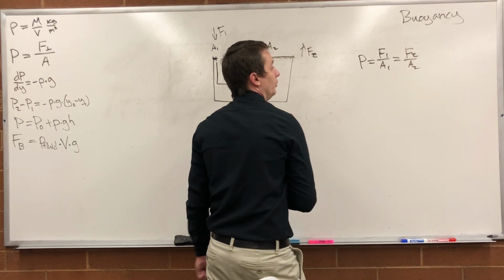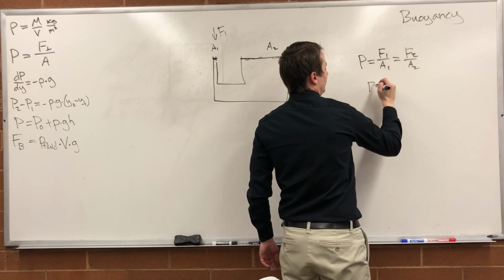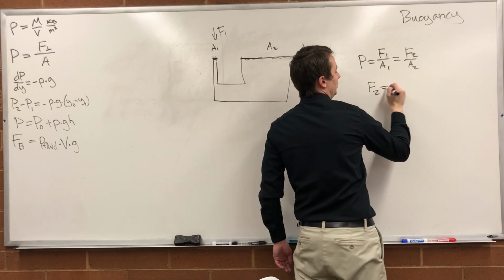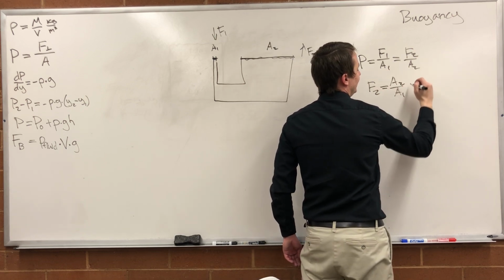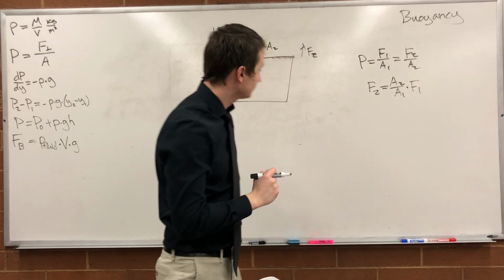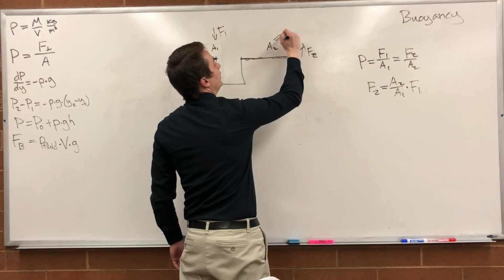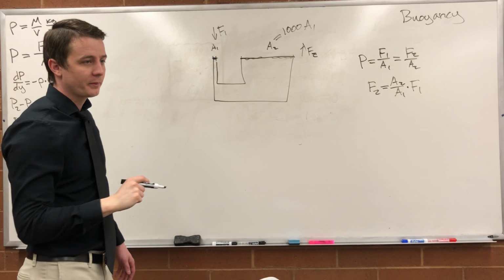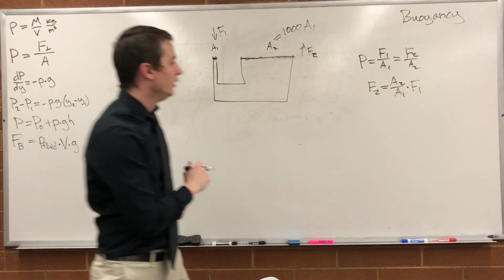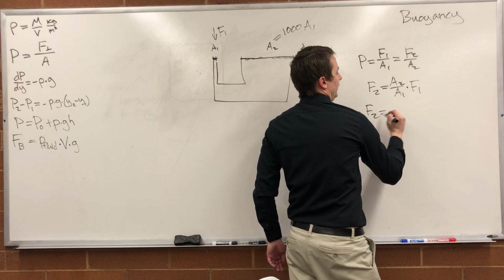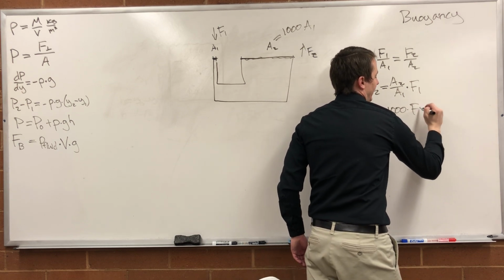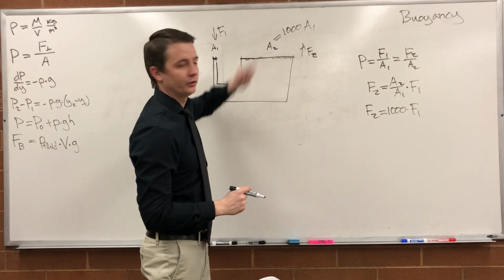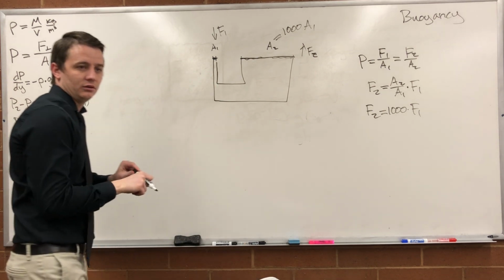If I want to calculate F2 in terms of F1, I multiply both sides of this equation by A2. So F2 is equal to A2 over A1 times F1. If A2 is 1,000 times bigger than A1, then F2 is equal to 1,000 times the force I apply at F1. So if I apply a force here of 100 newtons, then over here there's a force being applied up of 100,000 newtons.